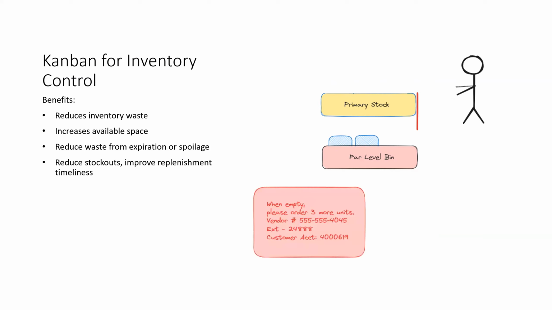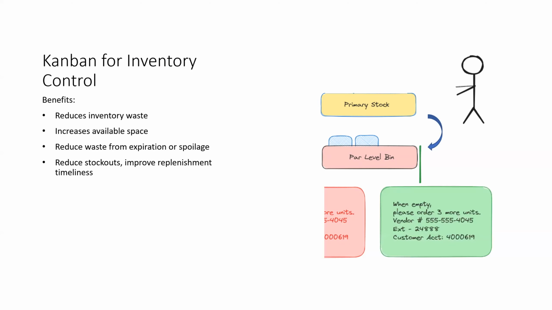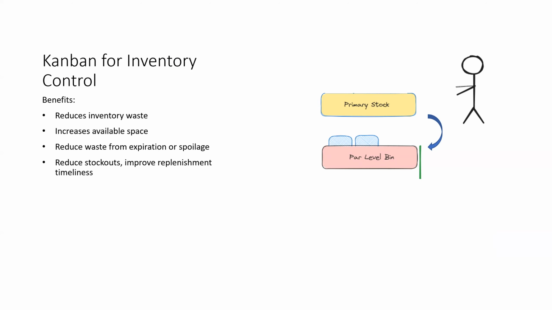A signal card may or may not be utilized in this system. If replenishment happens before the par level bin is drawn down, anything that is left in the bin is removed to the primary bin so as to be in accordance with first in, first out principles.